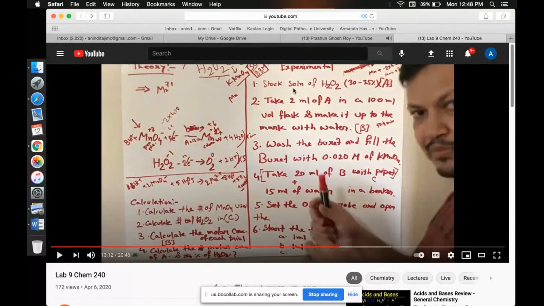First you will make the B solution. How? Take 2 ml of the hydrogen peroxide from A and make it up to the mark, like a 50 times dilution. Then you will get a solution of B, hydrogen peroxide. Then you take this B in your beaker and titrate with the KMnO4. That's it. You have to do the titration 3 times. Clear? And how do we actually do the titration?